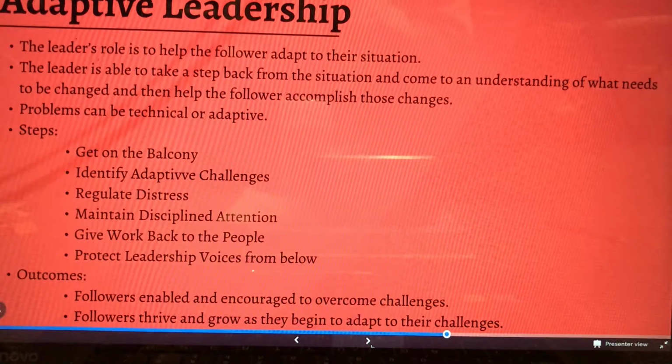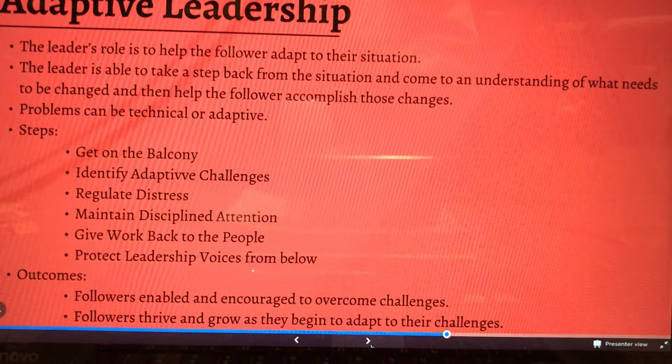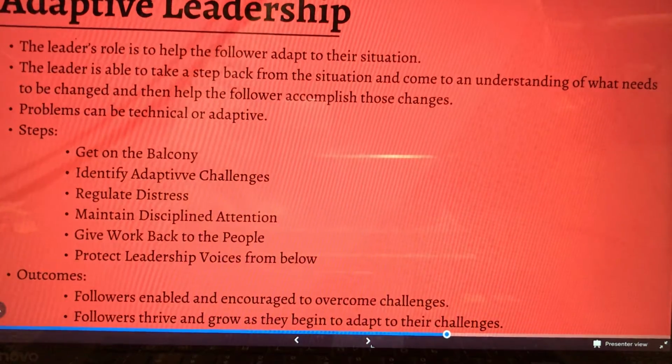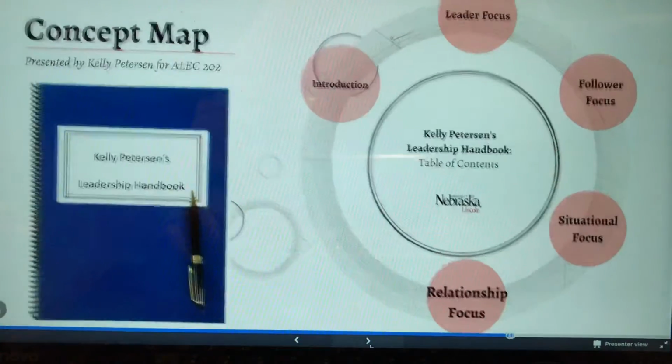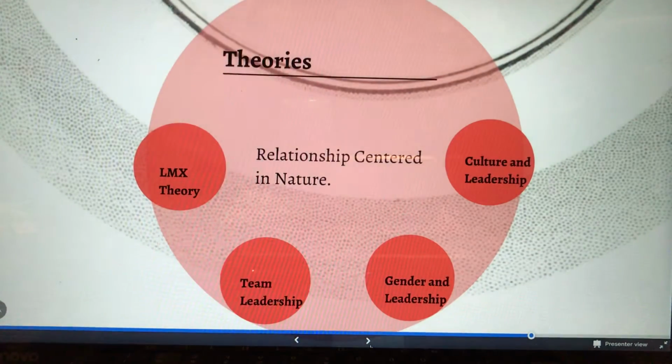And it really forced me to look at change and conflict and tension. They're not negative. They can be really positive factors because they promote that change, which is really healthy for the growth of an organization. So then finally, in my relationship focus, I looked at theories like the ALEC, team leadership, gender, culture.